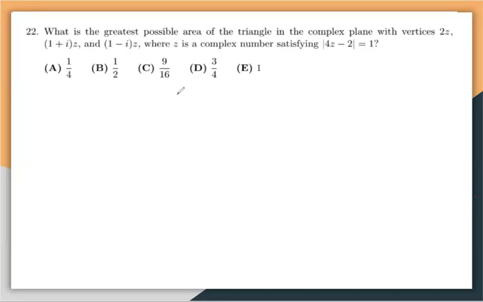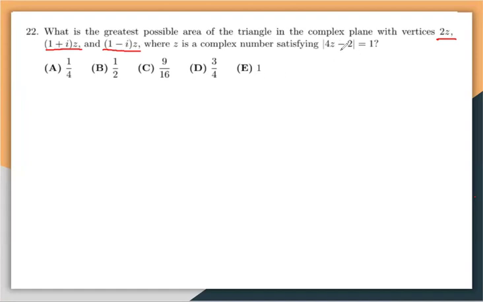Okay, so here's number 22 from 12b. What is the largest possible area of the triangle in the complex plane with the vertices 2z, 1 plus iz, 1 minus iz, as z is a complex number, so that's why they say equation. The first thing I realize is all the numbers have z as a product, which reminds us of scaling a complex number by that z. So that might be useful.